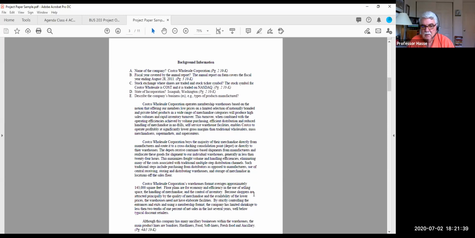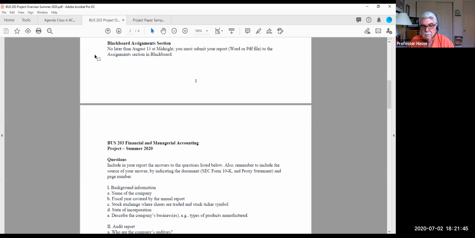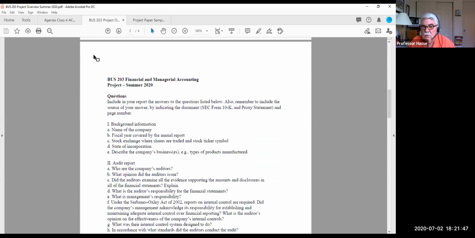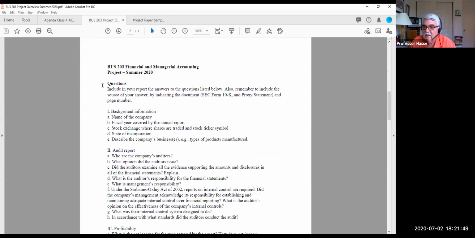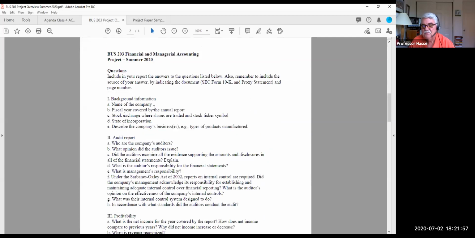Now, what are the pages you have to do? What are the questions? They're right here on the project overview. It gives you the questions, each question you have to answer. Notice I just said background information, audit, and so on. These are the questions you need to find in the 10K report.